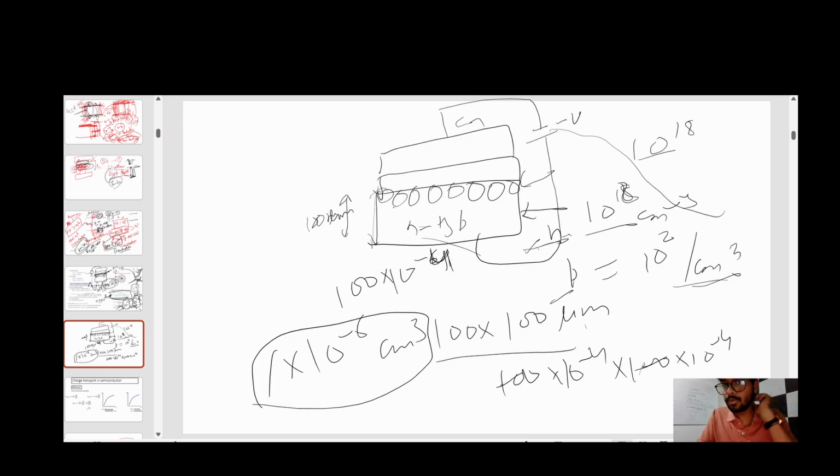To get 10 raised to power 18, how many holes do we have? 10 raised to power 2 per centimeter cube, right? And how many holes will be there in this much volume? Just divide by this one, you will have 10 to the minus 8. So you do not even have one hole. Where are you getting the holes from?